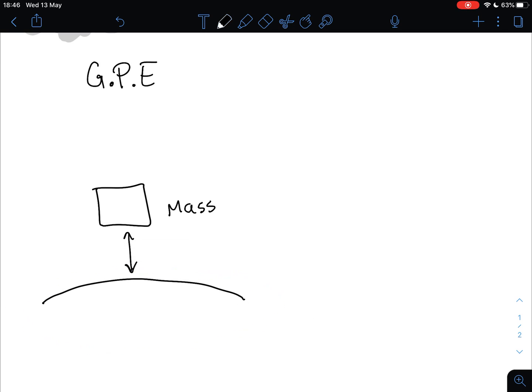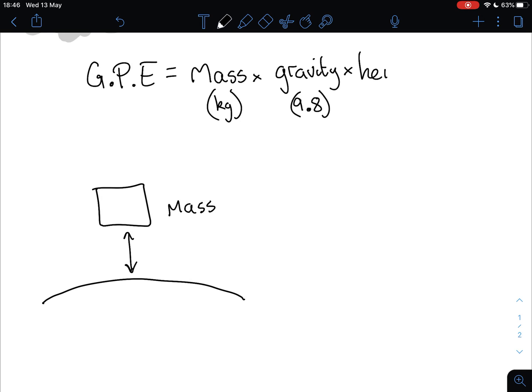So the equation for gravitational potential energy is really simple. GPE is mass, measured in kilograms, times gravity. Now usually it's the gravity of the planet Earth. At GCSE, it will always be 9.8 times the height, h, and that'll always be in meters. The only thing to really watch out for is if they give you grams, kilometers or centimeters, but it's unlikely.